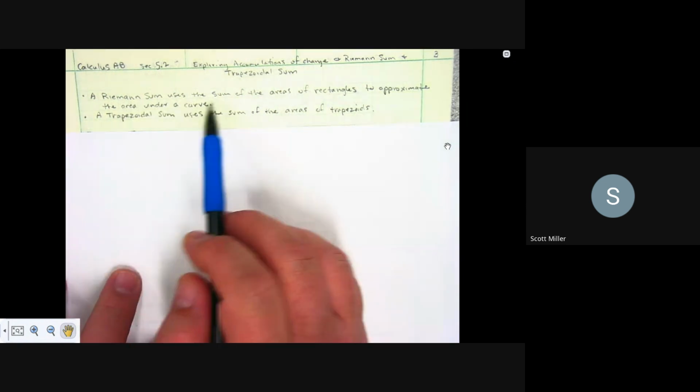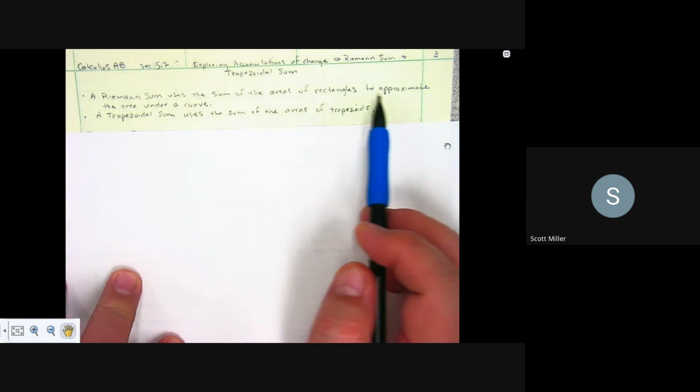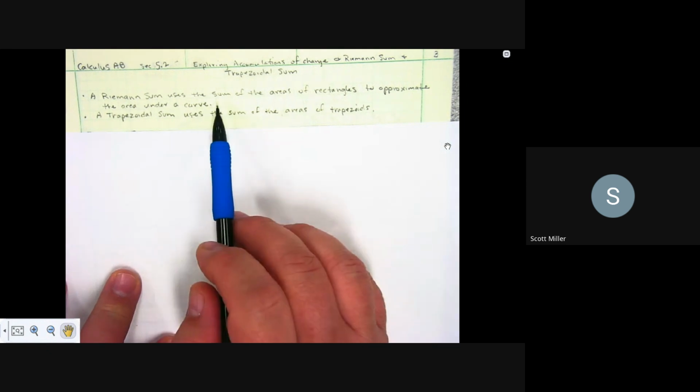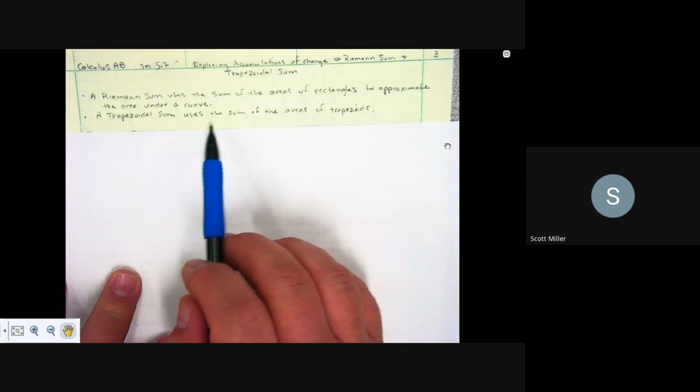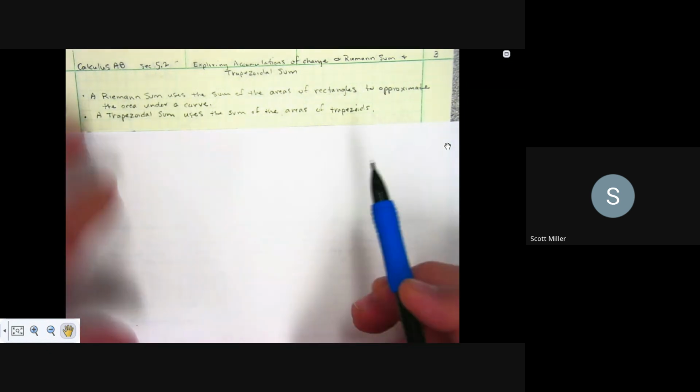Before we do the trapezoidal. So the Riemann sum uses the sum of the areas of rectangles to approximate the area under a curve. The trapezoidal sum is the same thing, you're just going to use trapezoids to do it. So let's look at this Riemann sum, okay? Yeah, there we go, Riemann sums.